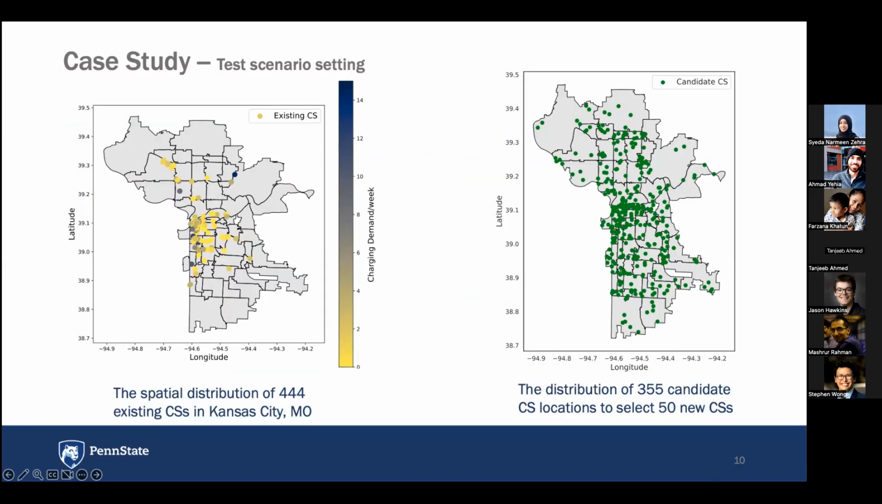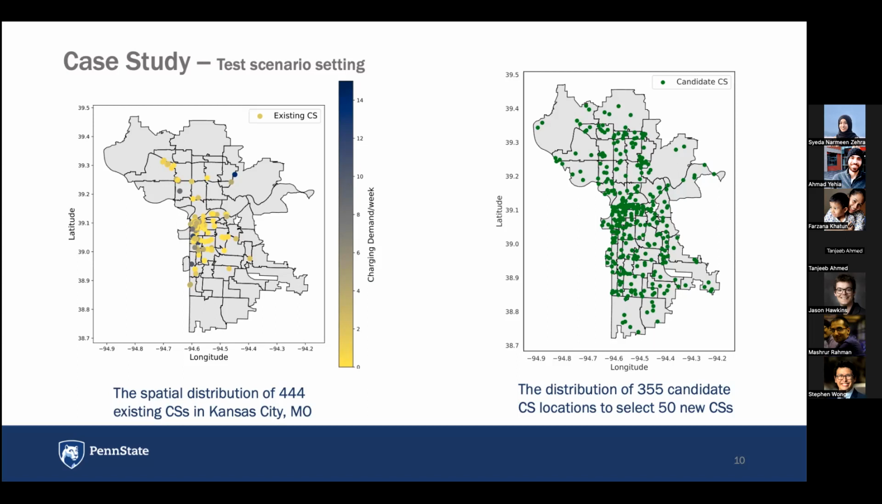So in the case study, we use the real-world charging log data collected in Kansas City, Missouri, to validate the proposed model. In the left figure, this is the spatial distribution of existing 444 charging stations. We can find that most of the charging stations are concentrated in the downtown area. The right figure shows the spatial distribution of candidate locations, with each zip code area containing 5 candidate sites. So we have total 355 candidate locations, evenly distributed in 71 zip code areas.